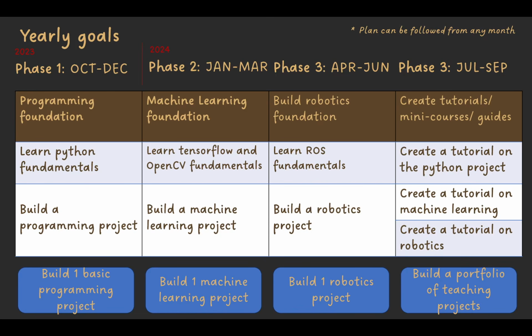So here's how the yearly plan looks for him. Following the learning framework of 4 phases, the first quarter would essentially be focused on building a programming foundation, and after that, the second quarter would cover phase two, which is to build a machine learning foundation, and phase three would allow him to build a robotics foundation, and phase four would allow him to explore creation of tutorials, mini courses, and guides, and really exploring his teaching passions in the domains of robotics, CV, or machine learning.